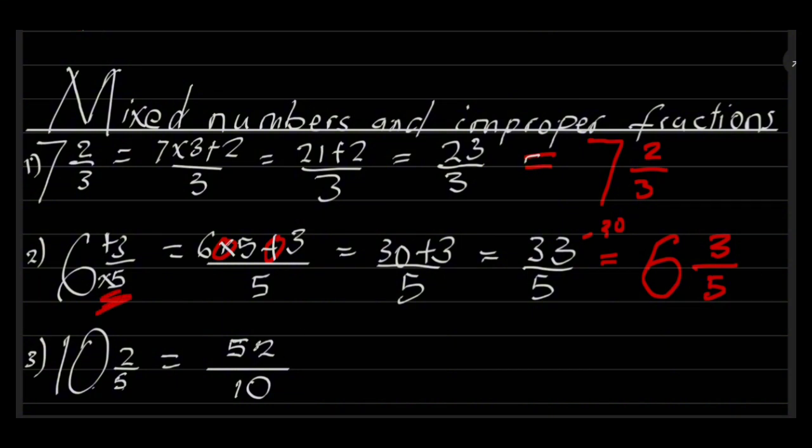Now when we come to our last test, 10 will go into 52 5 times. 10 times 5 is 50. Taking 50 from 52, we will be left with 2.